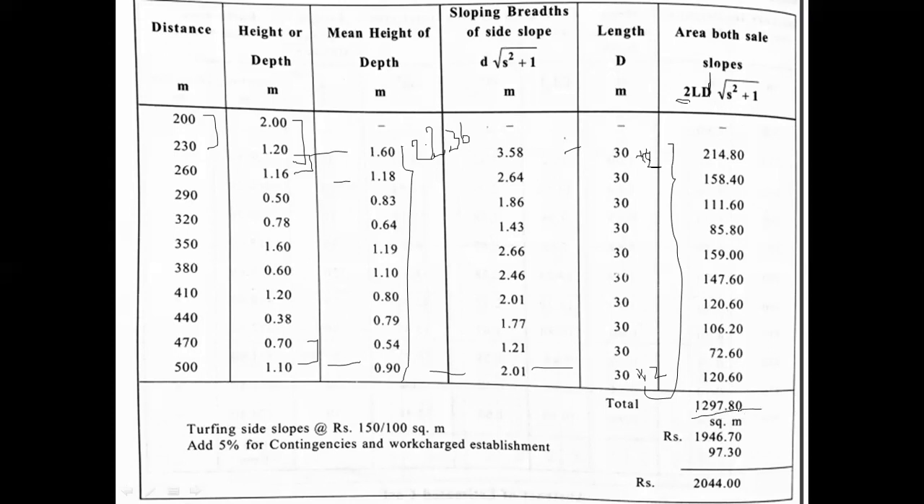The total is 1297.80 square meters, and the amount is also in square meters. Turfing of side slopes is 150 per 100 square meters. Add, so the amount is 946.70. Next, add 5% contingency charges of 97 rupees. The total amount is 2044 rupees. Okay, clearly. So these are the mid-sectional area methods.